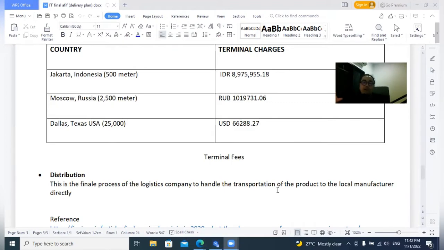So the last one is the distribution. This is the final process of the logistic company to handle the transportation of the product to the local manufacturer directly. This is the last process where we need to deliver the product, which is the leather, to the manufacturer directly. So the buyers will get the product safely.